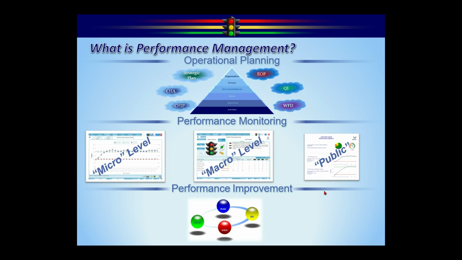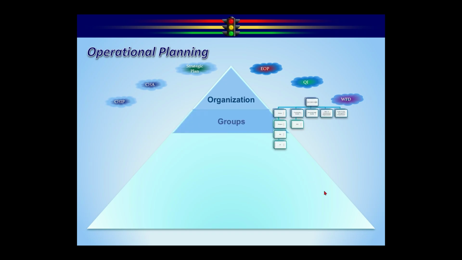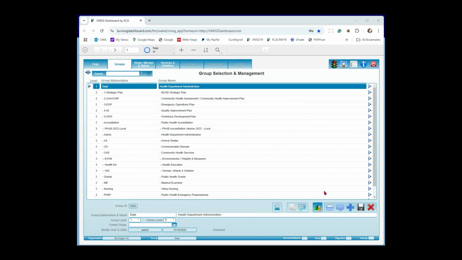So we're going to use the same example we've been using before, tobacco cessation, as most of what we're doing today. So let's review the pyramid model. The organization is your health department. Groups is the divisions, the offices, the program. So let's look at your group screen here.